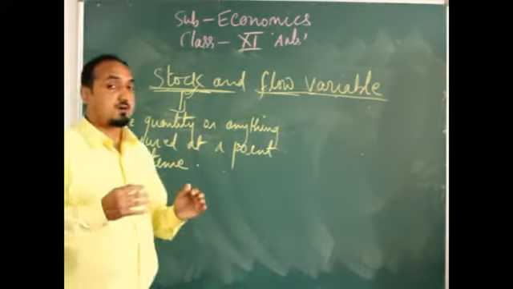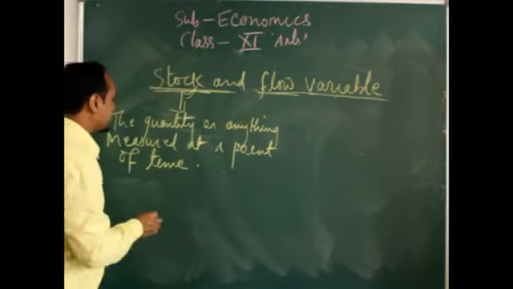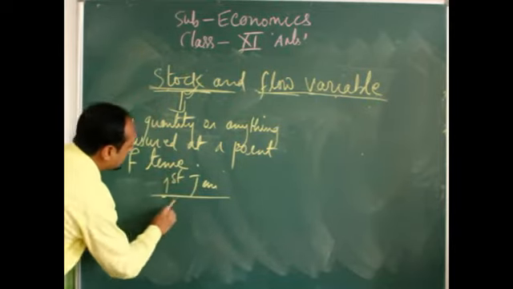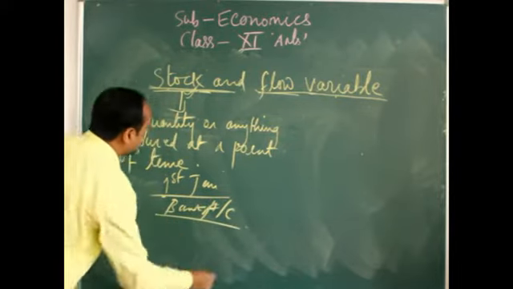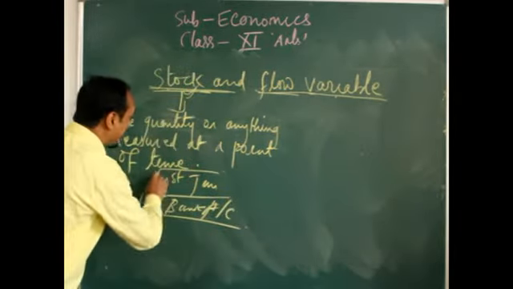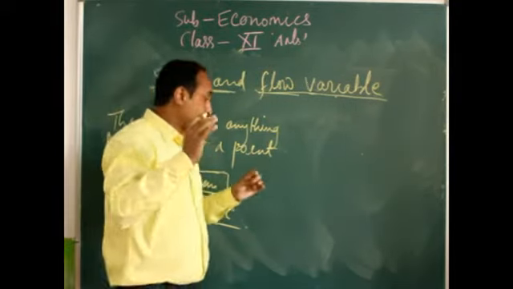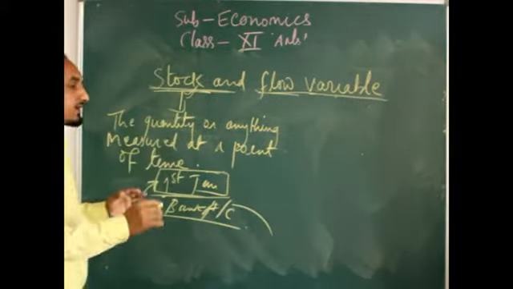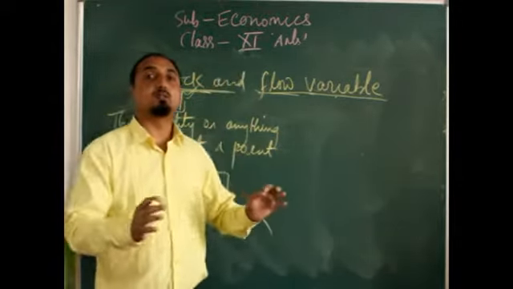Suppose this stock can be measured at the beginning of the year or maybe at the end of the year. Suppose I am considering the 1st of January bank account deposit. Whatever deposit we have on this 1st January, that will be our stock. But suppose whatever we have deposited in our account, we can withdraw also, or we can add more savings to the bank account also.